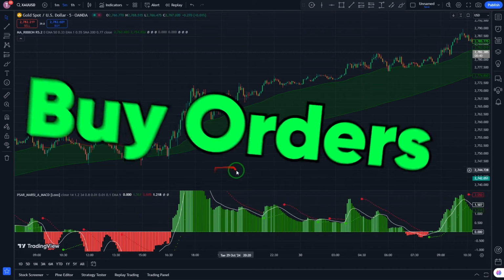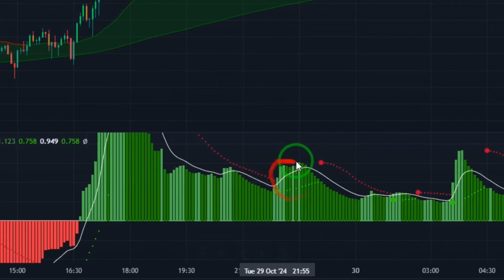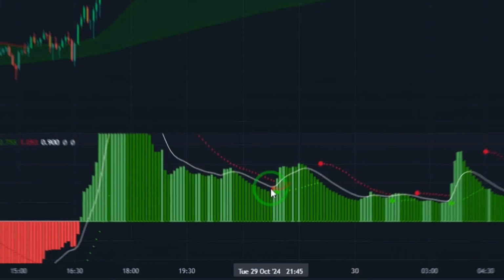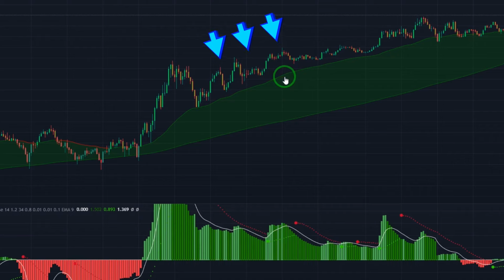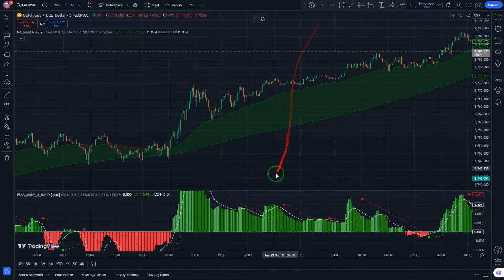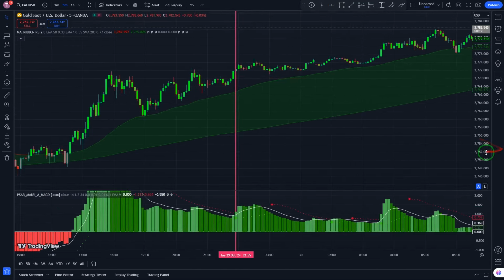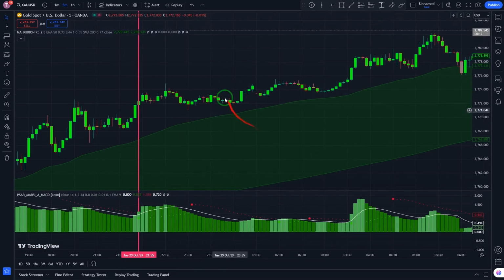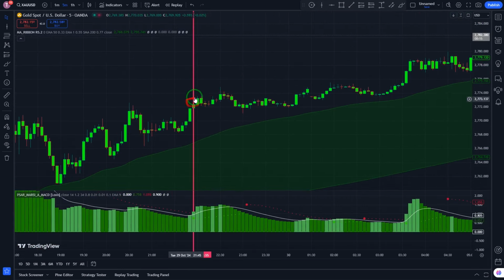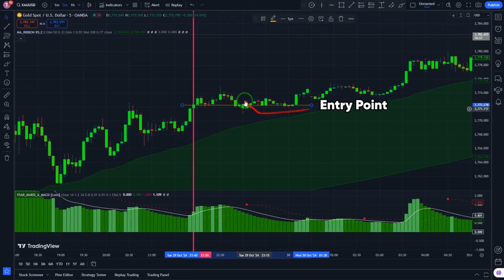Let's start with a buy order. First of all, look for a green histogram on the chart. After that, find a green dot in this area. Now we need to make sure that at this point, the close candle is above the ribbon line and that it is also green. When all these conditions are met, we understand that we have found a suitable entry point for the trade.